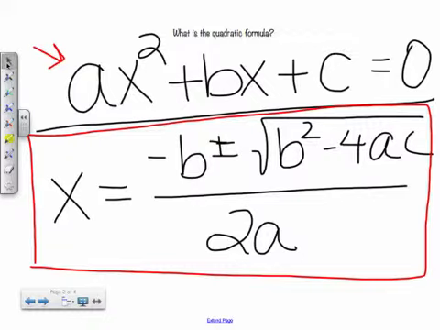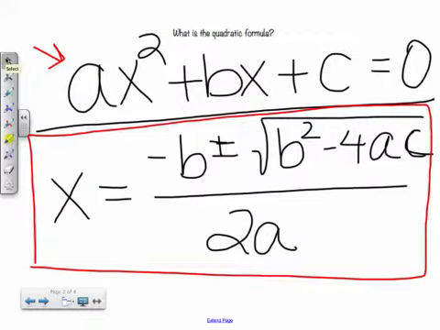Now, you may be wondering right now, is this an equation that I'm going to have to memorize? And the answer to that is yes, you will have to memorize the equation for the quadratic formula. But the good news is there are two songs that might help you remember this equation a little bit better.